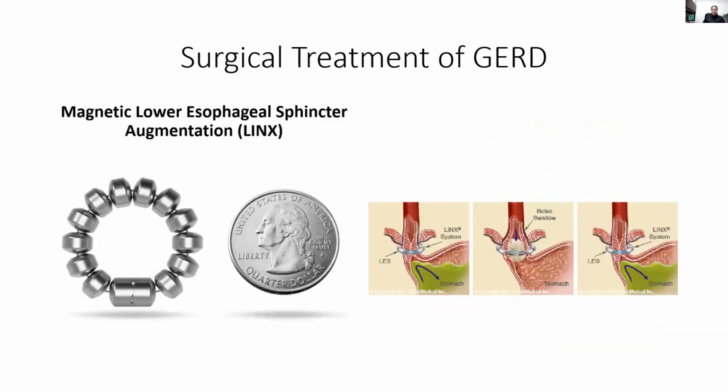The second option for surgical treatment that has become very popular within the last 10 years is magnetic lower esophageal sphincter augmentation, which is also called the LINX. As you can see in the picture, the LINX is literally a ring of magnets, about the size of a quarter. It's almost like a little necklace that we put at the bottom part of the esophagus. And it basically works as a valve.